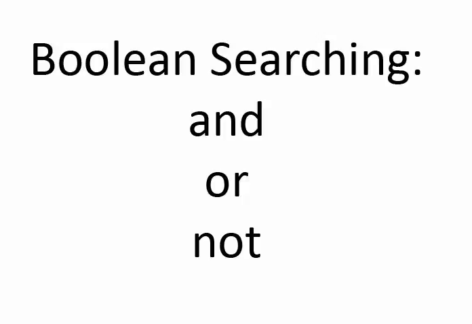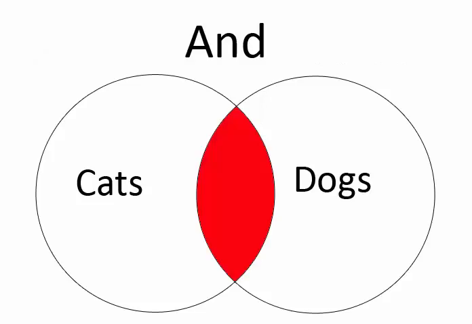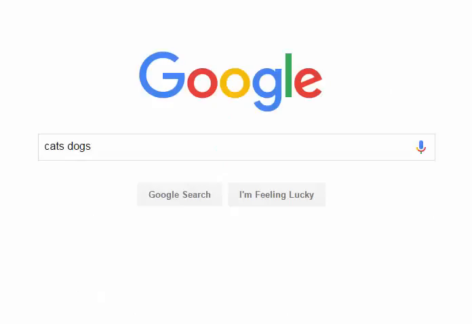If you want to search for cats and dogs, your search looks like this. Your results will only be items that are inside both circles, pages that have the word cats and the word dogs, the items in red. In Google, you don't need the word and. Just type both words, and it automatically treats it like a Boolean and.